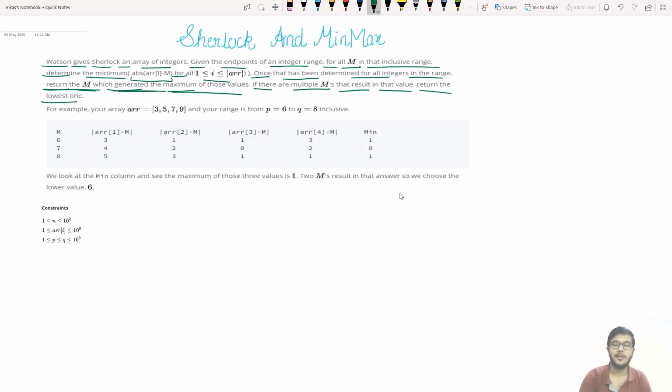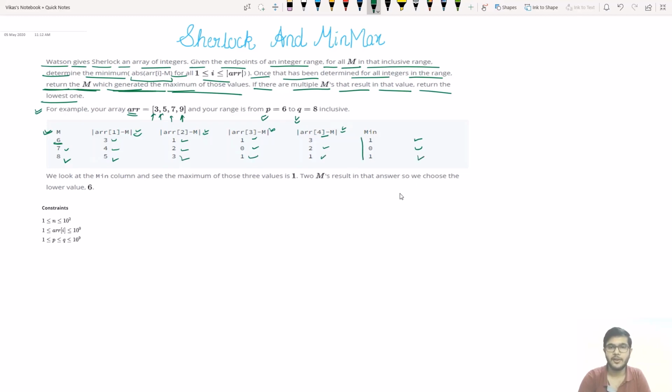I know the problem statement is a bit confusing, so let us understand with the help of an example. This is our example array: 3, 5, 7 and 9 are the elements present in the array, and p and q are the endpoints. So p is 6 and q is 8. Now this is our m. Values of m are 6, 7 and 8 respectively, and here we have calculated the absolute differences. For m equals 6, absolute differences are 3, 1, 1, 3, and the minimum is 1. For m equals 7, absolute differences are 4, 2, 0, 2, and the min is 0. Similarly, for m equals 8, absolute differences are 5, 3, 1, and 1, and the min is 1.